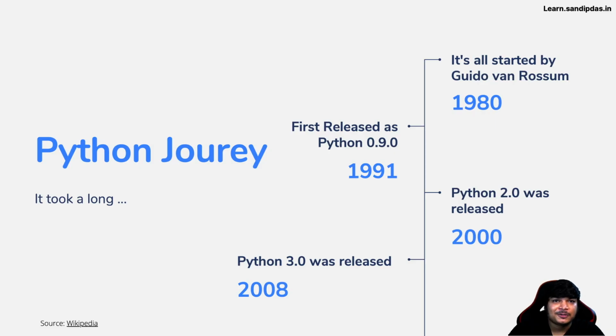Now let's learn a bit of the history of Python. It all started with Guido van Rossum in 1980. Then the first version was released in 1991 as Python 0.9.0, and then in the year 2000 Python 2.0 was released, and in 2008 Python 3.0 was released, and the latest version is 3.0 onwards. Okay, and Python 2.0 was deprecated in 2020.